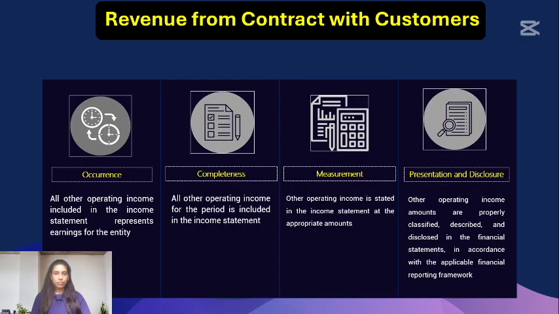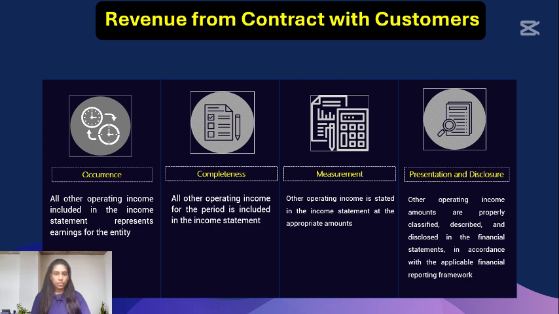Four audit assertions can be identified under revenue from contracts with customers. The first one is occurrence, which means the auditor should assess whether the revenue recognized corresponds to actual sales transactions that occurred in the reported period or not. The second one is completeness. This assertion ensures that all revenue items for the period are recorded in the statement of comprehensive income.